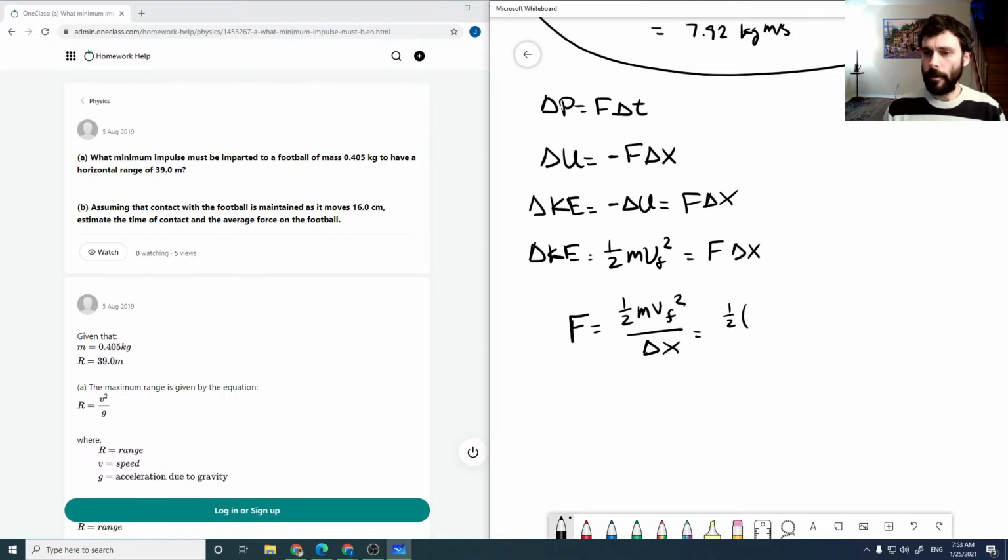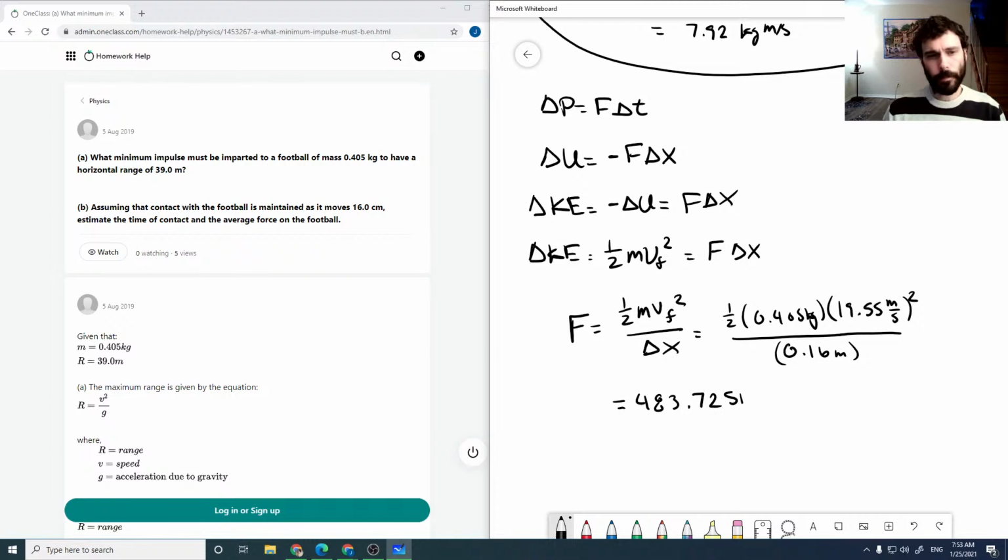So 1/2 times 0.405 kilograms times our velocity that we solved for, 19.55 meters per second, squared, all over our delta X, which is 0.16 meters. So that's 16 centimeters in meters. And so this comes out to be 483.725 newtons. So that's our average force.